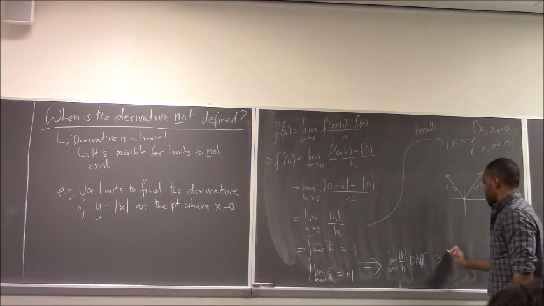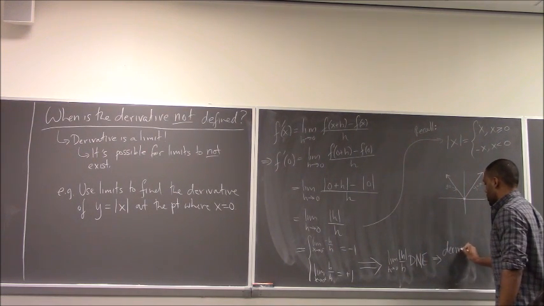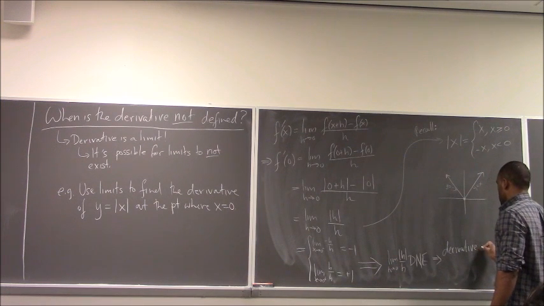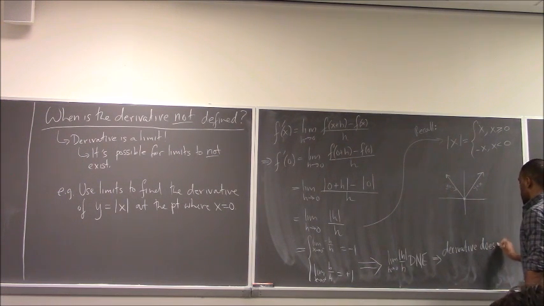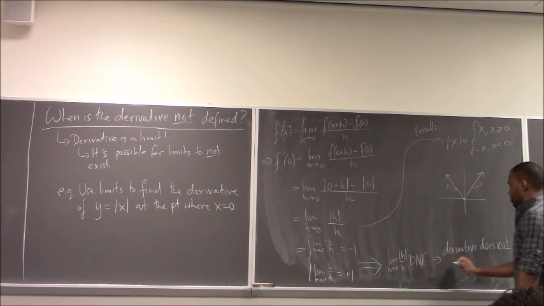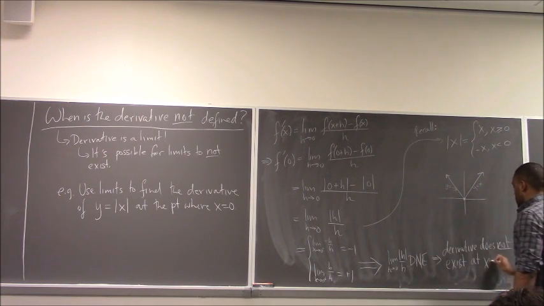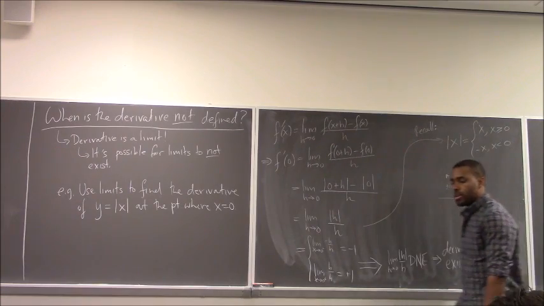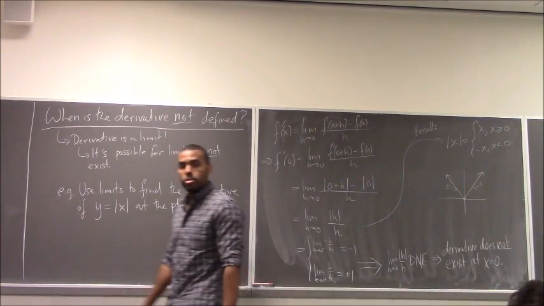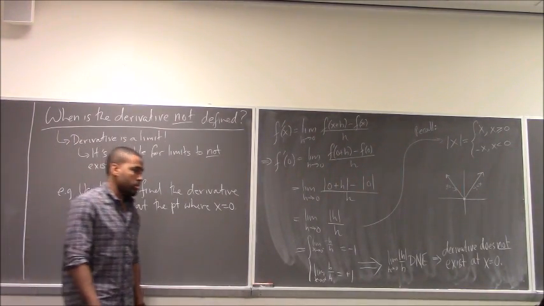In other words, the derivative does not exist at x equals 0. It's impossible to find a derivative at the point x equals 0 for the function absolute value of x.